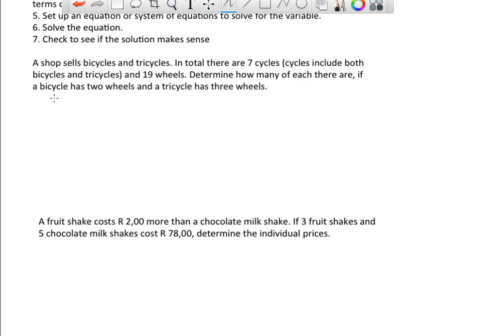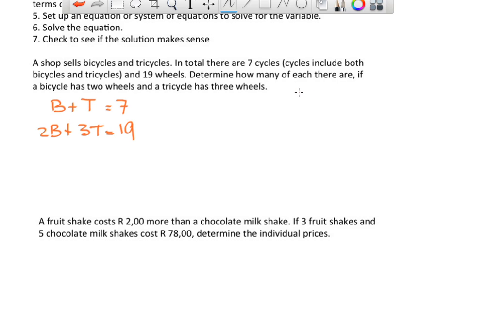So you can do this algebraically. You could say that the shop sells bicycles and tricycles. So we have bicycles and tricycles, and the shop has 7 of them. There are 19 wheels. Well, the number of wheels comes from 2 for each bicycle that you have and 3 for each tricycle that the shop has. And that has to equal 19. And then here you can see you have a system. So you can solve this system.